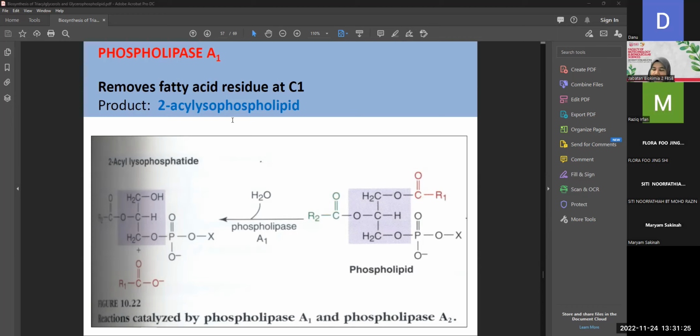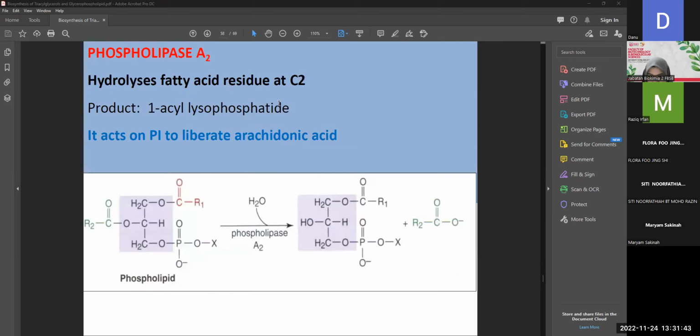So by hydrolysis, it removes the fatty acid residue at carbon 1. So now you will get 2-acyl phospholipid. Okay, how about phospholipase A2?